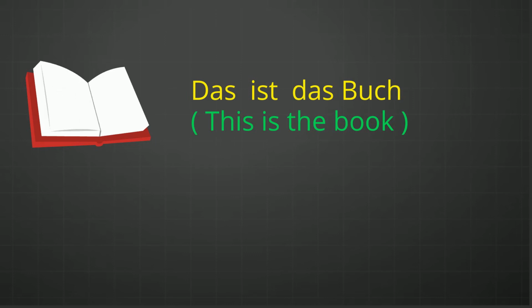Das ist das Buch. This is the book or that is the book. So if you ask me a question with what is this? The book. The book is the subject. So book is a neutral gender noun. That is why the nominative article used is das.